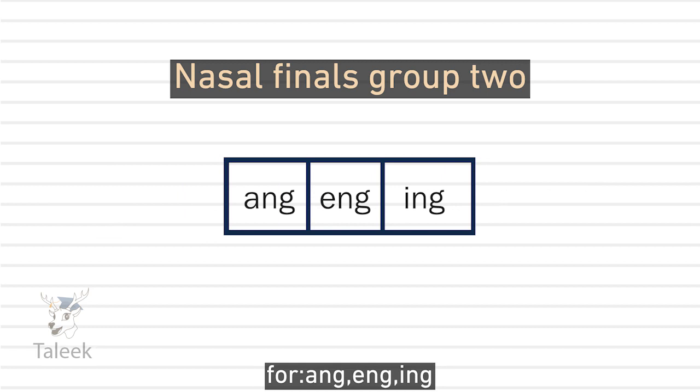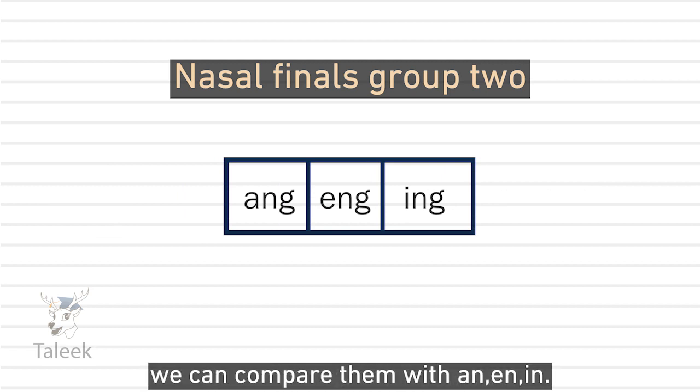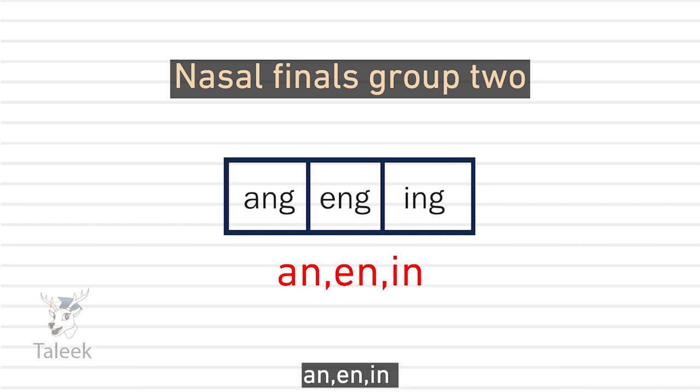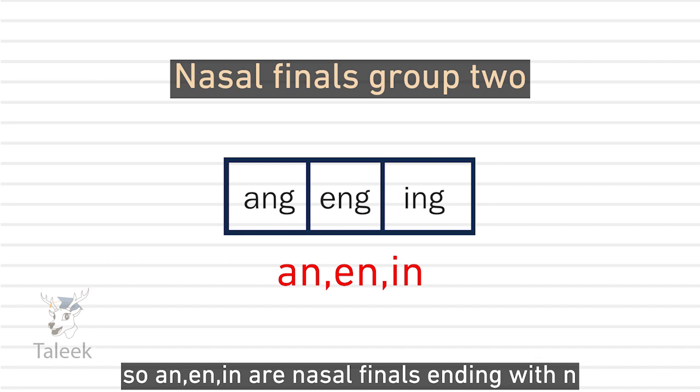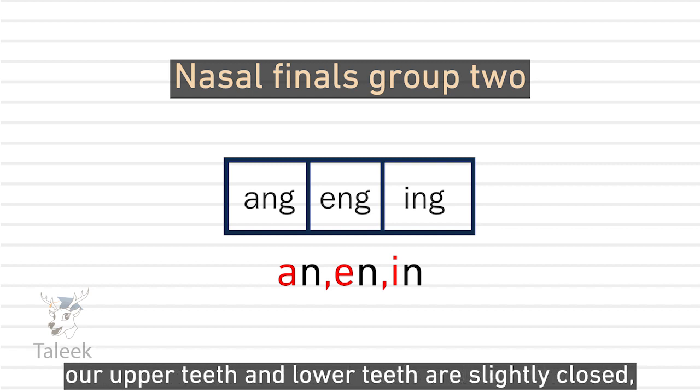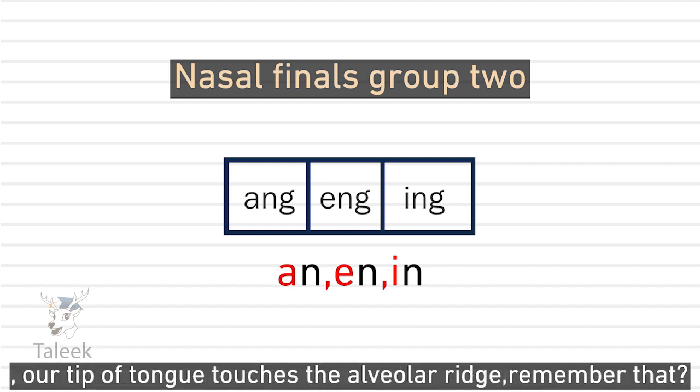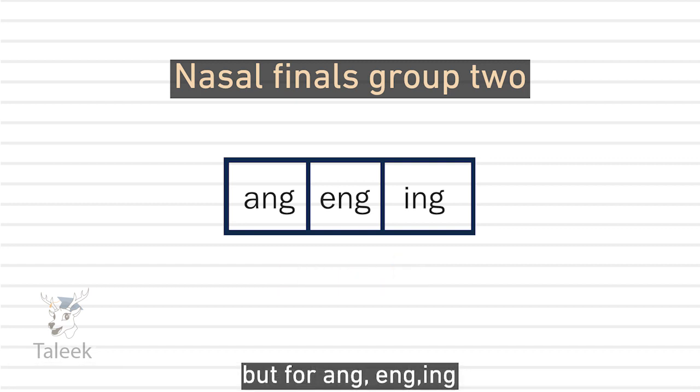For yang, we can compare them with an, yin. So an, yin are nasal finals ending with n. Our upper teeth and lower teeth are slightly closed. Our tip of the tongue touches the alveolar ridge. Remember that?